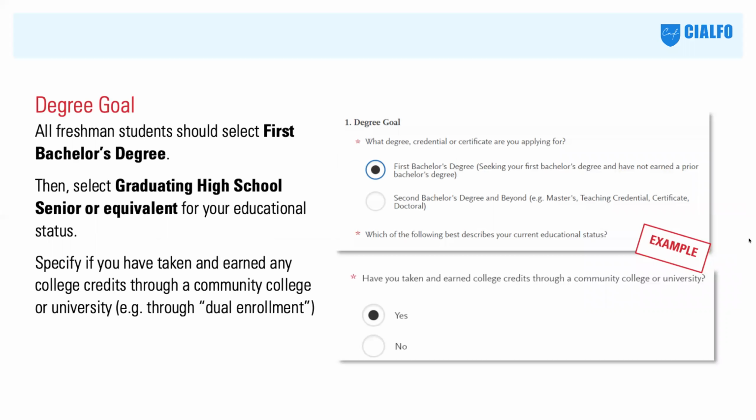Okay, so in this section, it's going to ask you what your degree goal is, and all of you should select that you're receiving your first bachelor's degree. You have not received a bachelor's degree yet, so you would not be able to select the second option where it says second bachelor's degree. And then if you have taken any community college courses, you'll want to say yes to the question, have you taken and earned college credits through a community college?